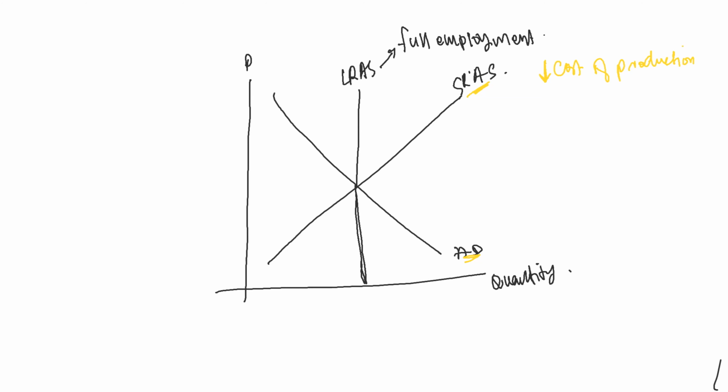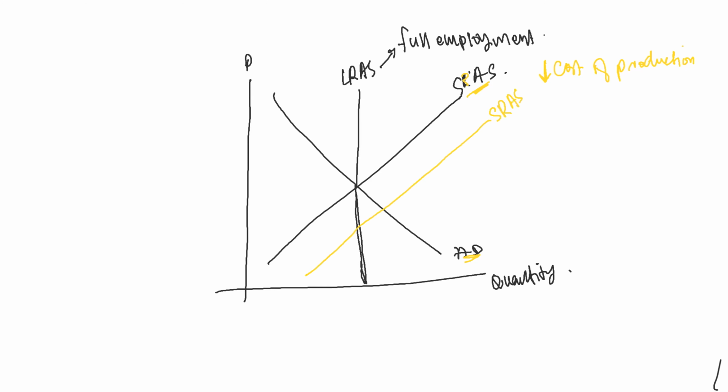Miss, why only the short run aggregate supply will shift? Why won't the long run aggregate supply shift? Yeah, I'll get to that. I'll tell you the reason. First, tell me where the short run supply curve is going to shift. If there's a fall in costs, then it's supposed to shift to the right. Am I right? Yes, you're right.